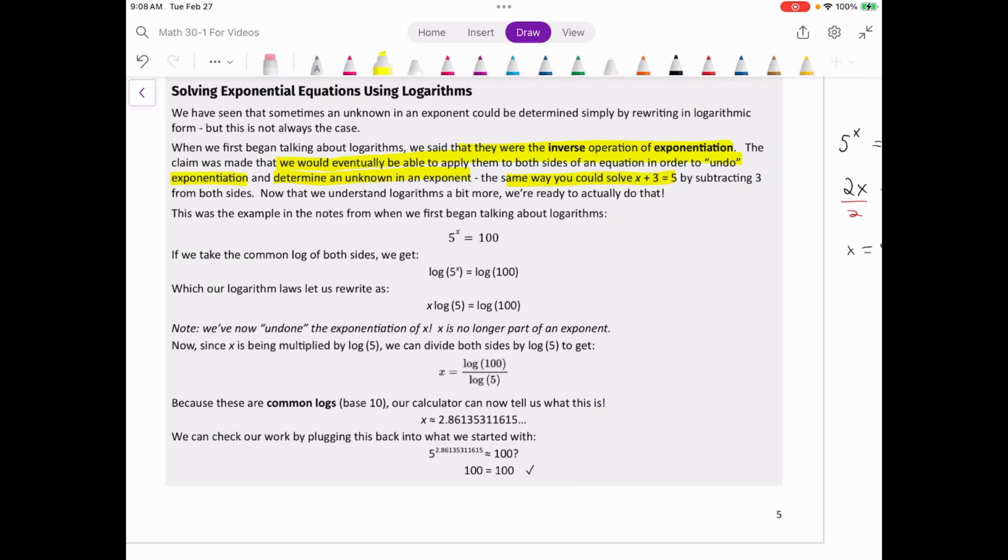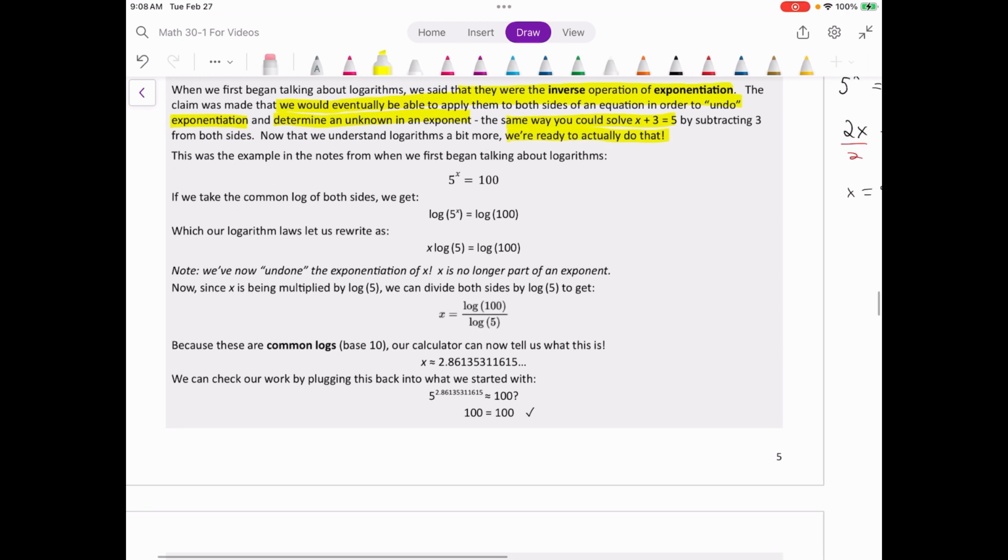We are ready to actually do stuff to both sides and solve. So let's do it. Kind of exciting, right? This is the exact same example that I showed in the notes when we first started talking about logarithms, and I used it to point out we don't really know how to solve for x now, right? And now we do know how to solve for x because we understand logarithms.